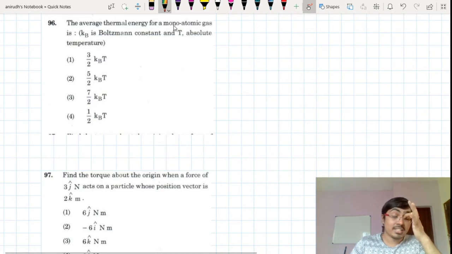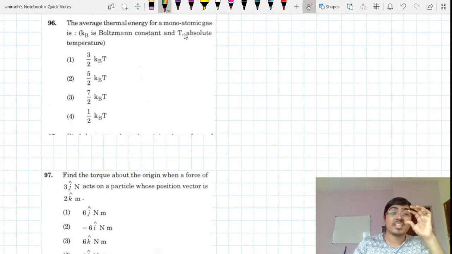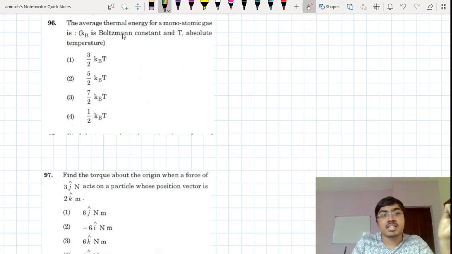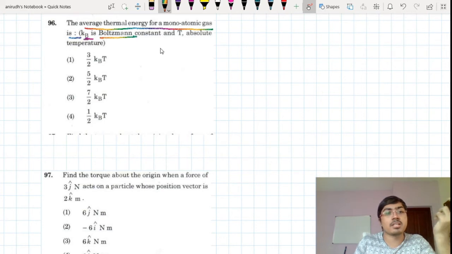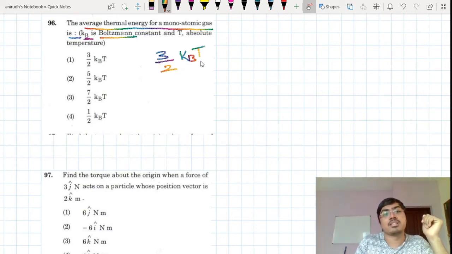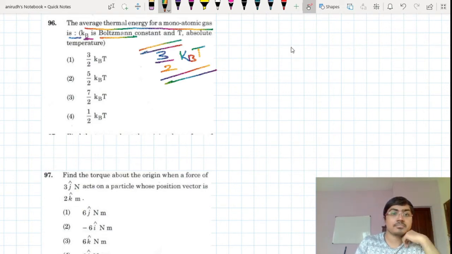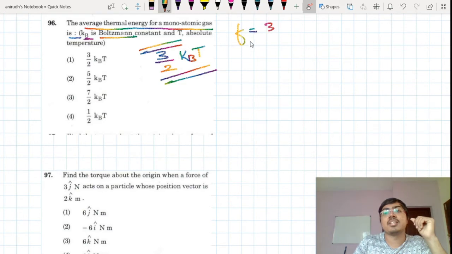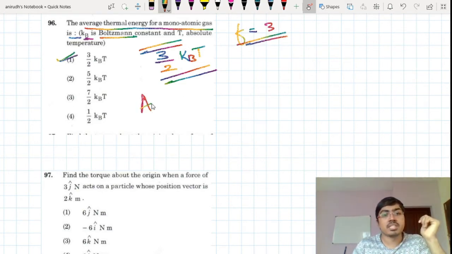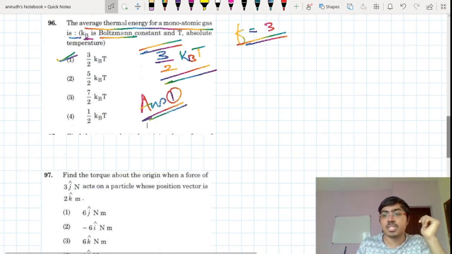So this is again a very basic formula-based thing that we all learn by the time we write the NEET exam. Thermal physics, simple question: average thermal energy for a monoatomic gas, where kB is the Boltzmann constant. So that is 3/2 kB multiplied by T. This is something that we remember, average energy. Remember the degree of freedom for a monoatomic gas is 3. So that is why it is 3/2 kBT. So this is my answer for this question. For this, I will be marking option 1 as my answer.